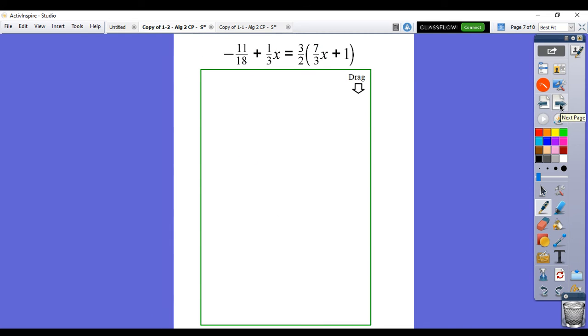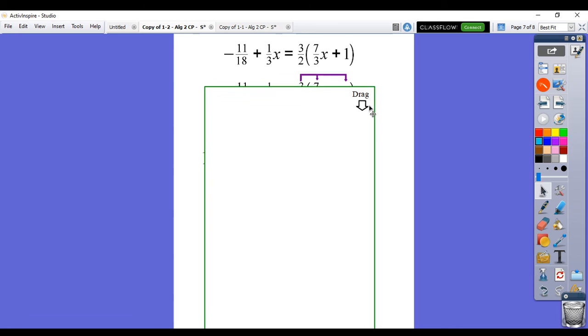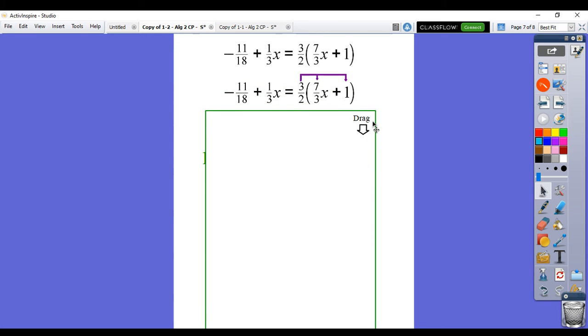Okay, let's go with the fraction. Let's go with the tough one here. I see here fraction. Negative 11 over 18 plus 1 third x equals 3 halves times 7 third x plus 1. I see a fraction there. I see 3 halves. So what are you going to do there? First, you can distribute the 3 halves.